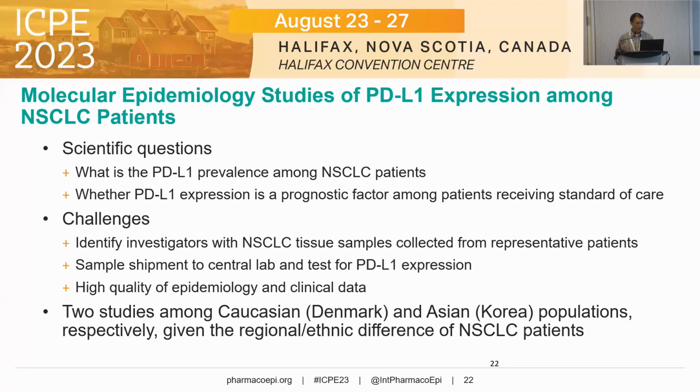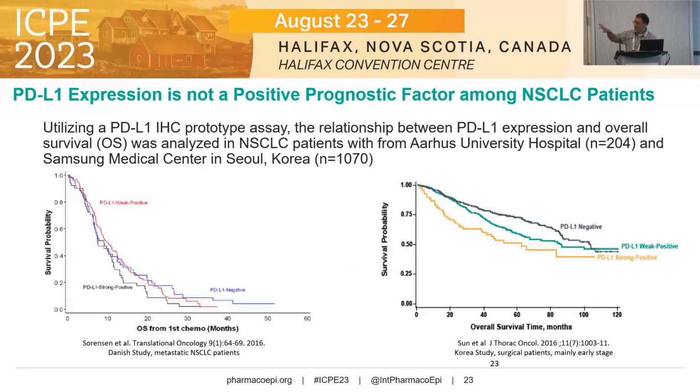In the end, we did two studies, one among a Caucasian population and another among Asian populations, because we understand there is a huge ethnicity difference in the prognosis in the non-small cell lung setting. So those are the results of the two epidemiology studies. The left one is a study we did in Denmark in the metastatic setting. The right one is the one we did in Korea.